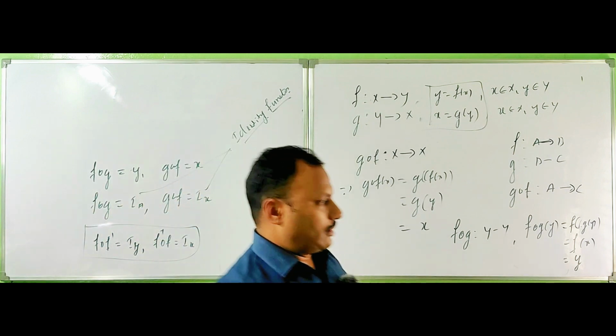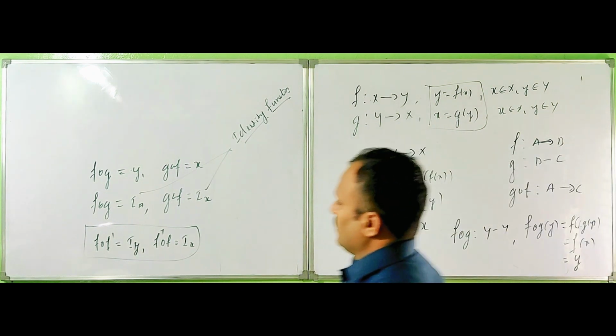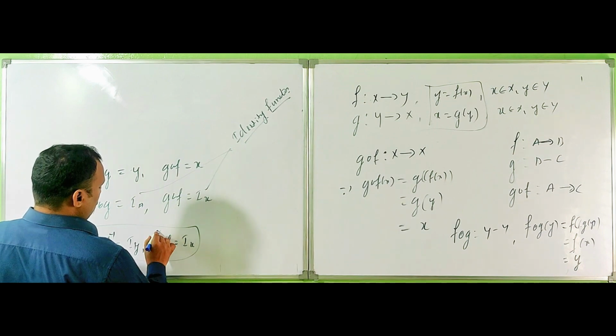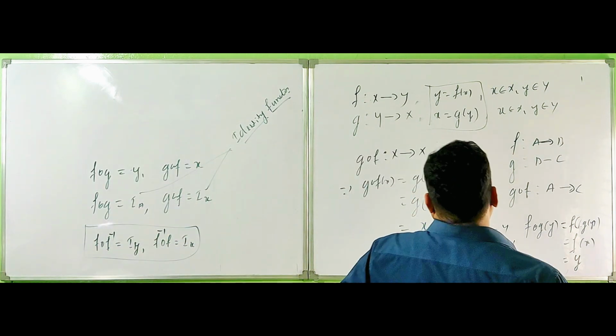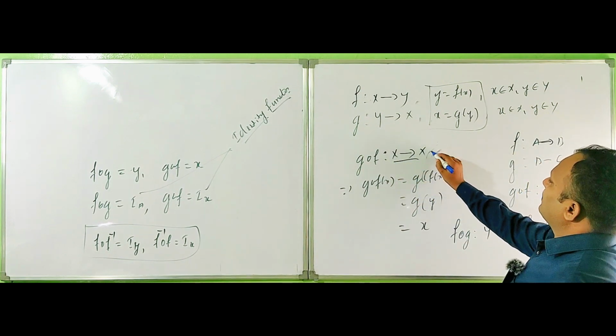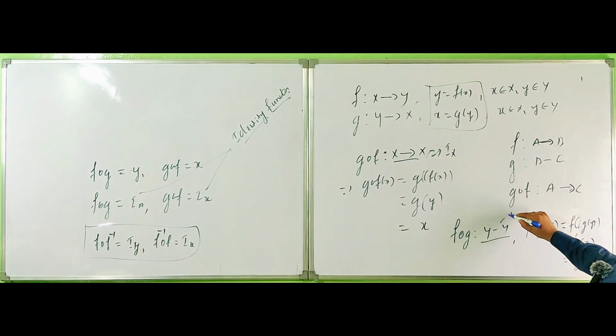Composition of functions, the identity function itself tells the story. You should be careful again here. This is the identity function, which implies that this one is I_X and this function tells I_Y.